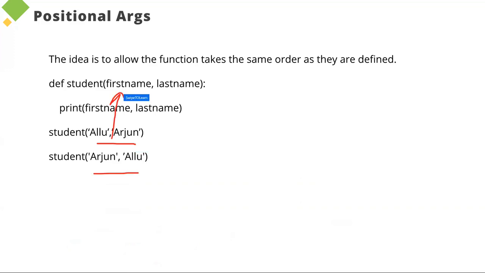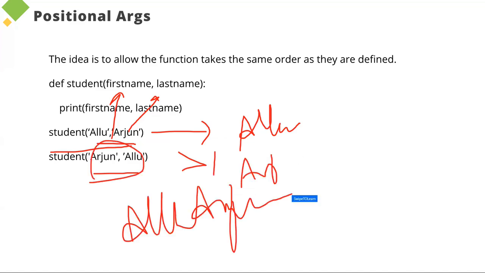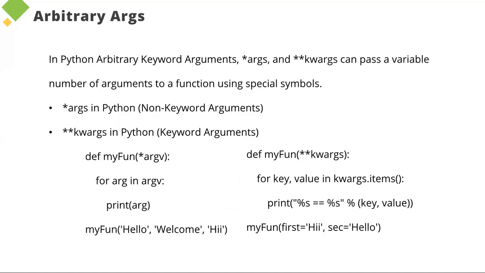Suppose now in this first test case, first name is Allu and Arjun is the last name. Here, Arjun is the first name and Allu is the last name. So for the first function call, you will get Allu Arjun, and for the second one, you get Arjun Allu. If you specify with the keywords, then you will be getting Allu Arjun only.